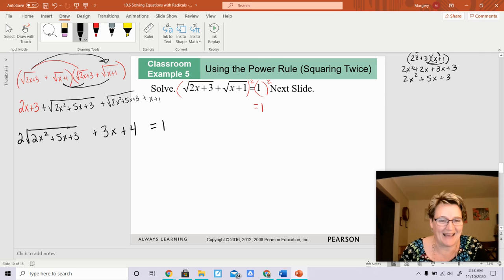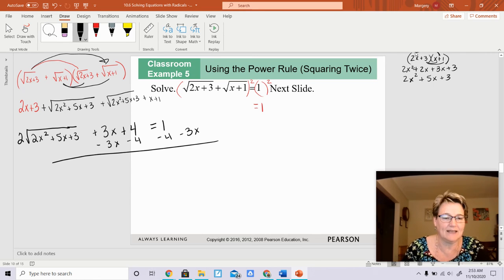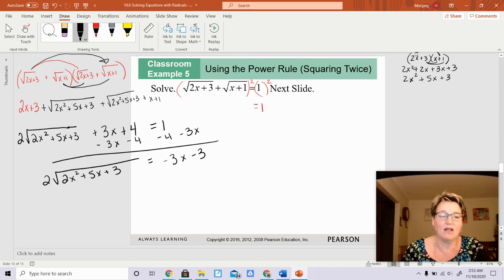What we're going to do now, though, is move everything to the other side. So I'm going to subtract 3x from here, and I'm going to subtract 4 from here. So that's going to give me 2 square roots of 2x squared plus 5x plus 3 equals, and over here I'm going to get a negative 3x minus 3. That is a lot of work, but we're doing good. All right.